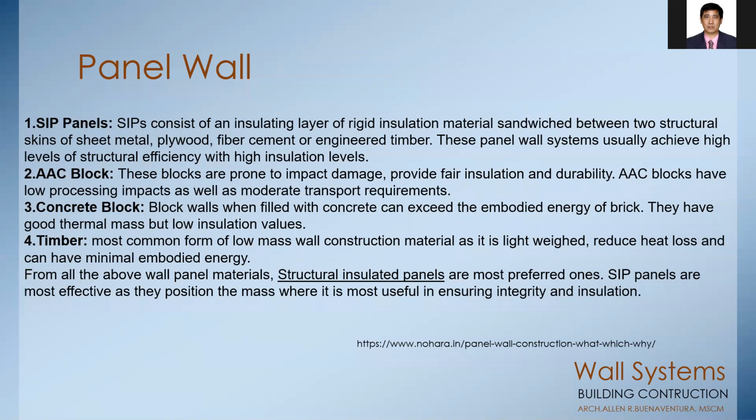Another type of panel wall is the concrete block. The concrete block walls, when filled with concrete, can exceed the embodied energy of brick. They have good thermal mass but low insulation values. Another type of panel wall is the timber, the most common form of low mass wall construction material, as it is lightweight, reduces heat loss, and can have minimal embodied energies. From all the above wall panels, the SIP panel or structural insulated panel is the most preferred one. SIP panels are most effective as they position the mass where it is most useful in ensuring integrity and insulation.